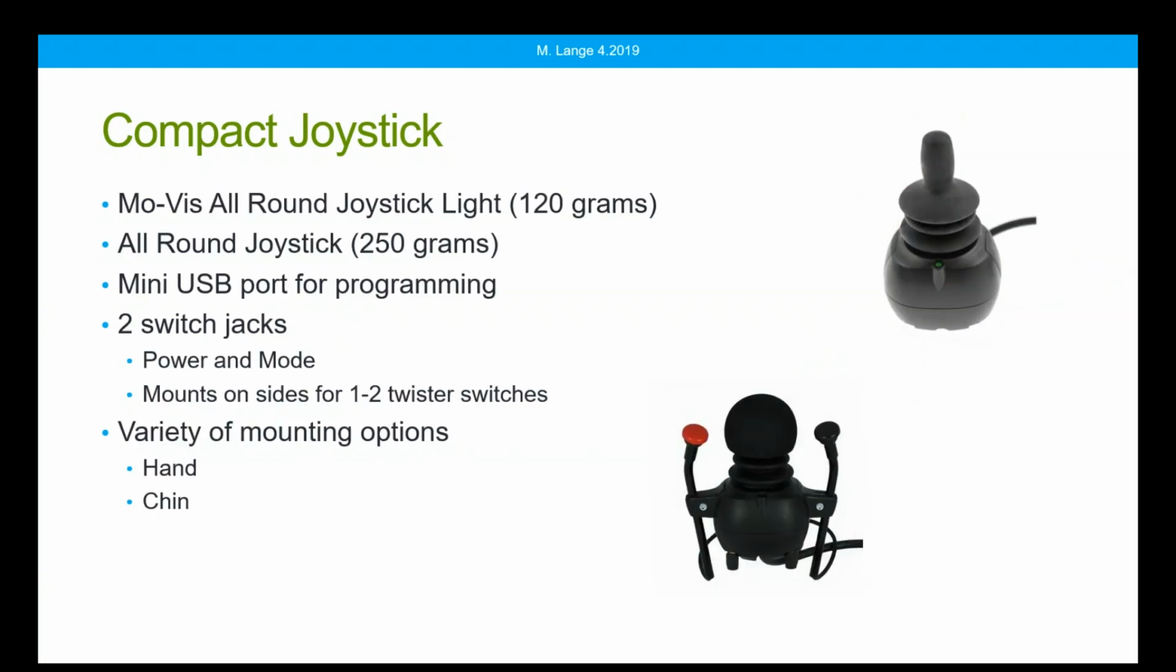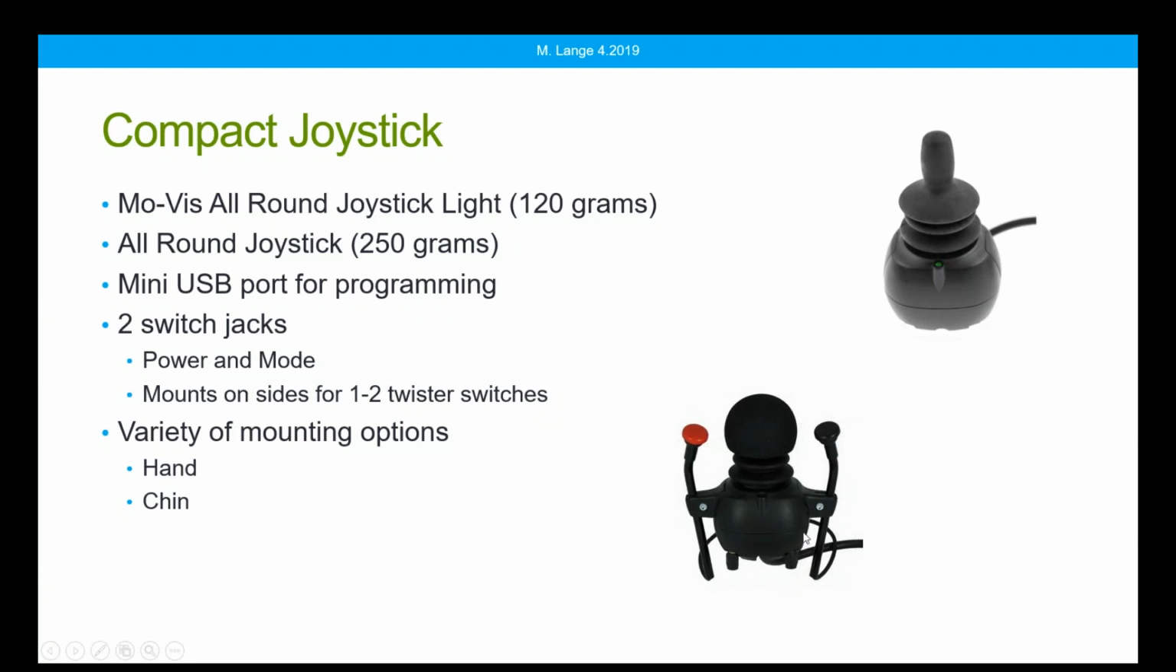Movis, who we mentioned before, has their all-round joystick. The typical all-round joystick requires 250 grams. That's about the same as most standard joysticks. But there is a light version that requires about half of that. Like all Movis products, this includes a little mini USB port on it to allow for programming of the joystick itself. There are 2 switch jacks on the bottom of the all-round, and that is default set up for power and mode.